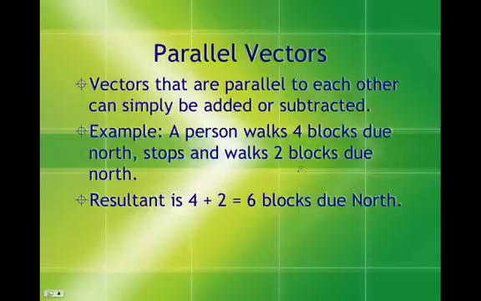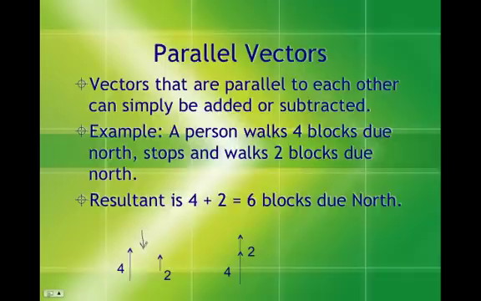Now sometimes we have parallel vectors. If they are parallel and they're going in the same direction, you can add the vectors together, but if they're going in opposite directions, they would be subtracted. So for example here, we have a person who's walking 4 blocks due north. He then stops, pauses, chats for a little bit, and then walks 2 more blocks due north. The resultant, if we take our two vectors and we add them tip to tail, we're going to get 6 blocks due north.